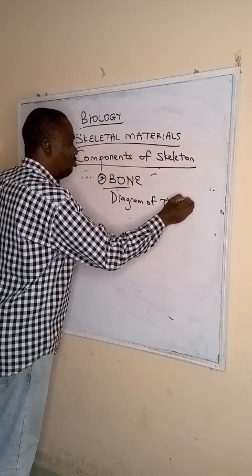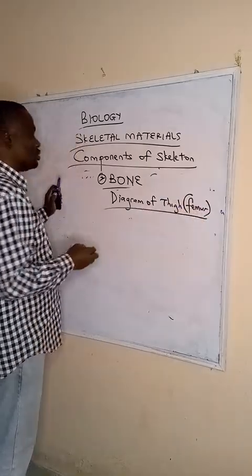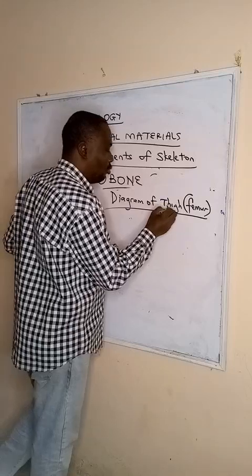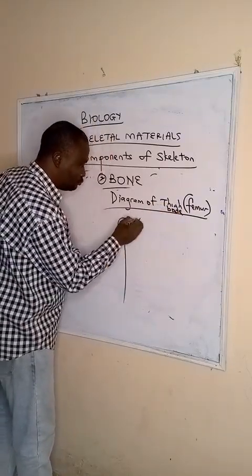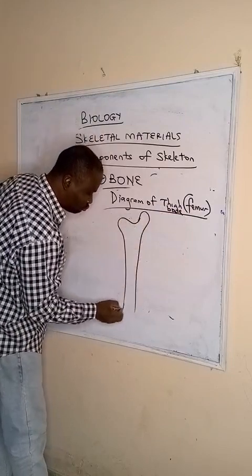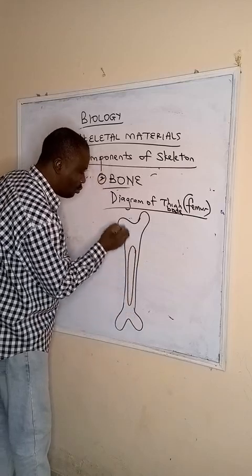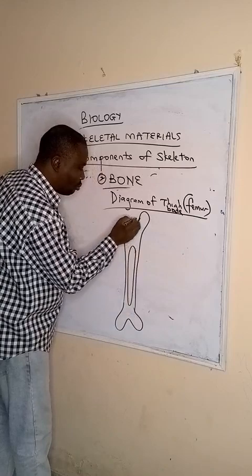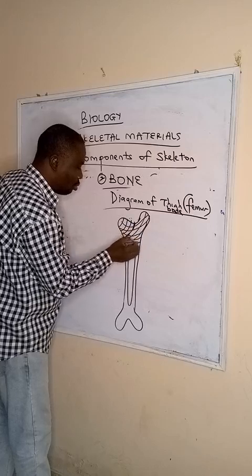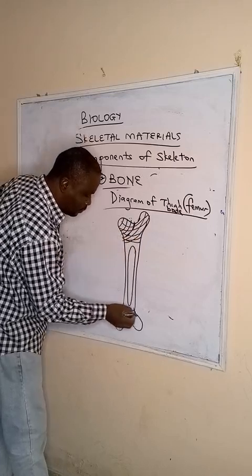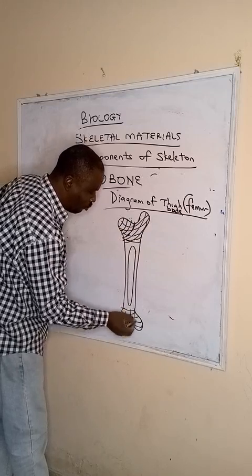I won't draw it in detail. I'll just draw a normal sketch for this level. So, diagram of the thigh bone. Just a sketch. So the thigh bone, going down like that. Okay. Look at this bone now.